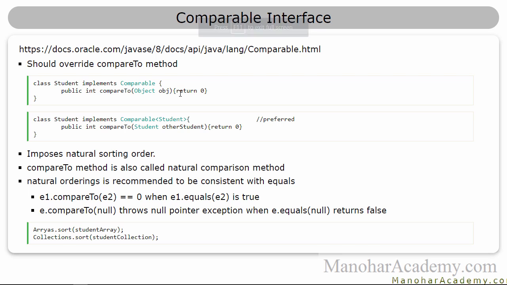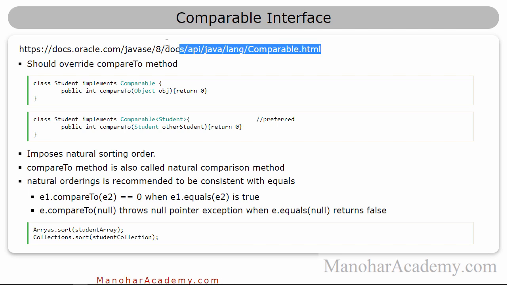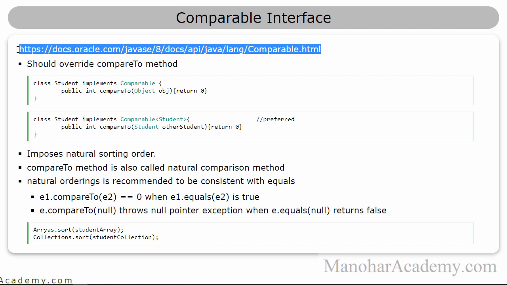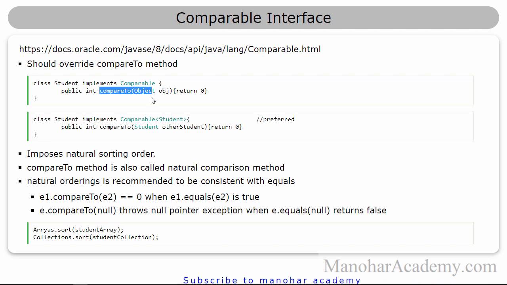Before we compare, let's do a quick recap of what Comparable and Comparator are. You can learn more about Comparable at this particular link. Just search for Comparable on the internet and you will be able to see the API document. Whenever we implement the Comparable interface, we have to provide the implementation for the compareTo method. There are two ways to do that. One is implementing just the raw type, or just Comparable. In this case, you are going to get an object of type Object.